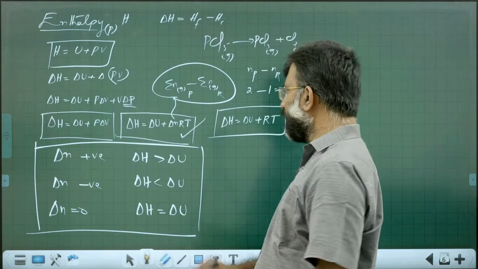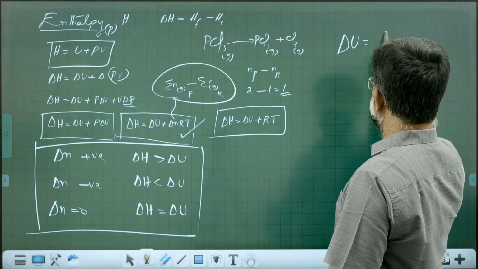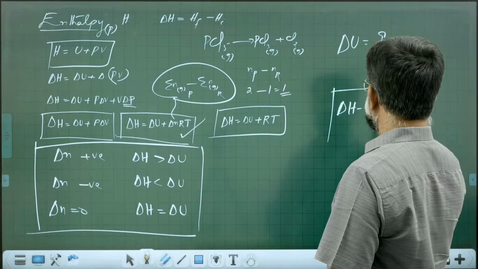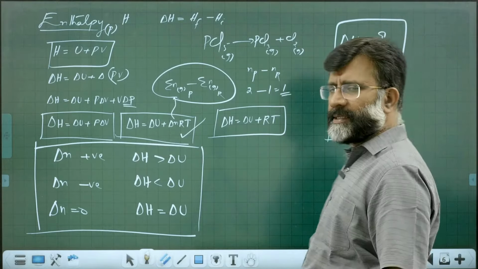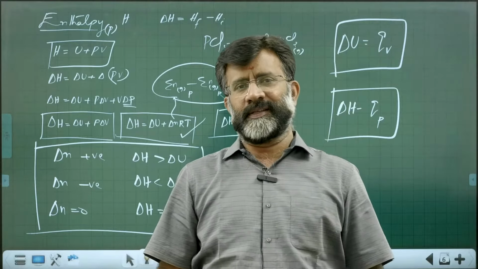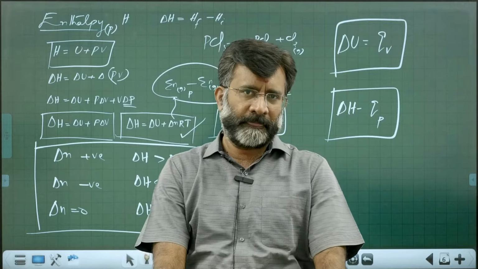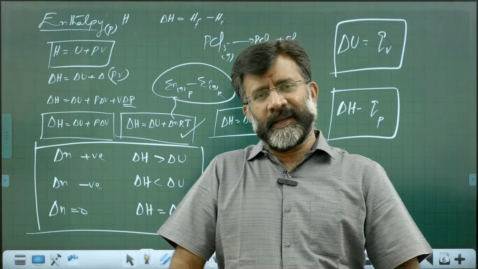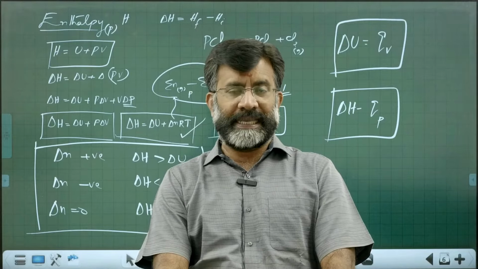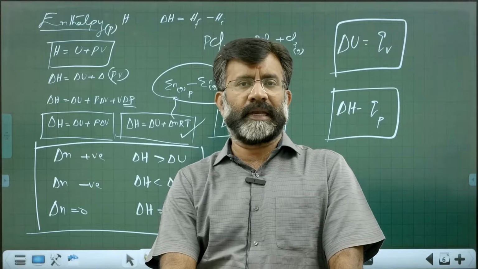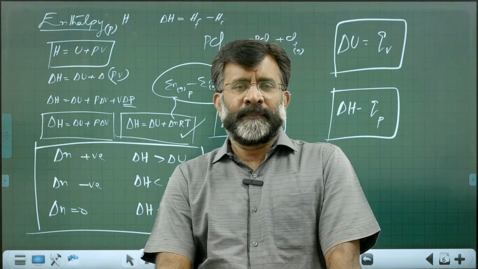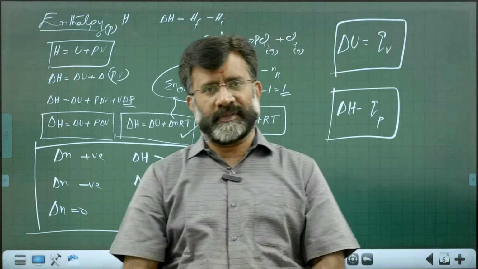And you can also understand that if delta U is equal to QV, delta H is equal to QP. Basically, both are the same. Both are heat transferred. One is heat transferred at constant volume, the other is heat transferred at constant pressure. Internal energy is heat at constant volume, and enthalpy is heat at constant pressure. Both are determined using calorimetric experiments. Is it clear? That is the primary first part of the chapter.